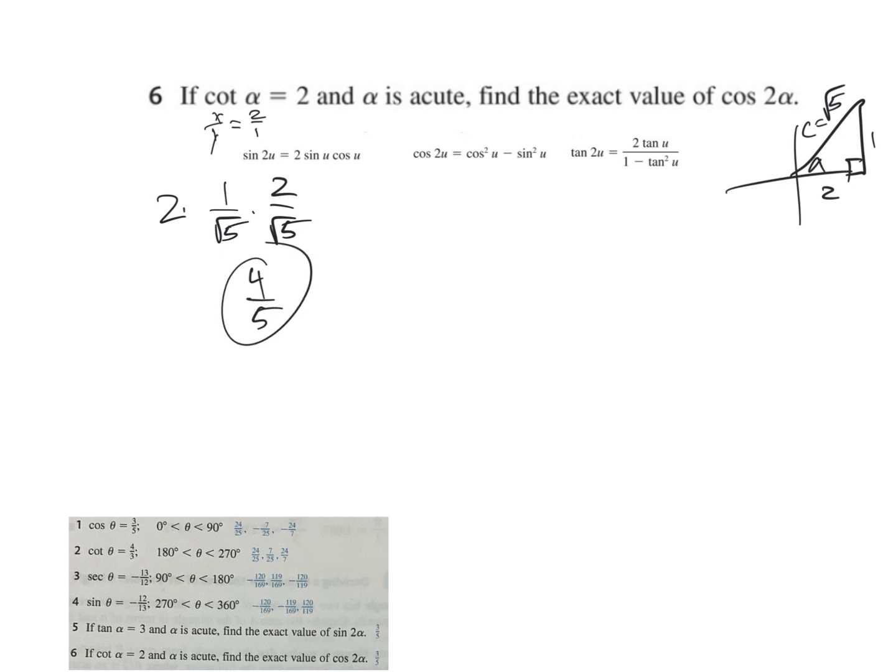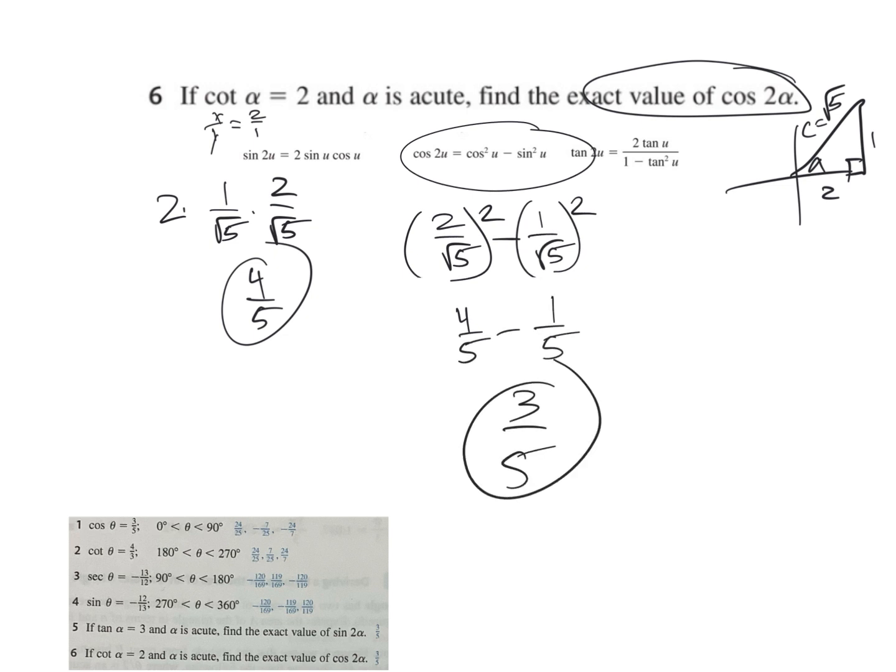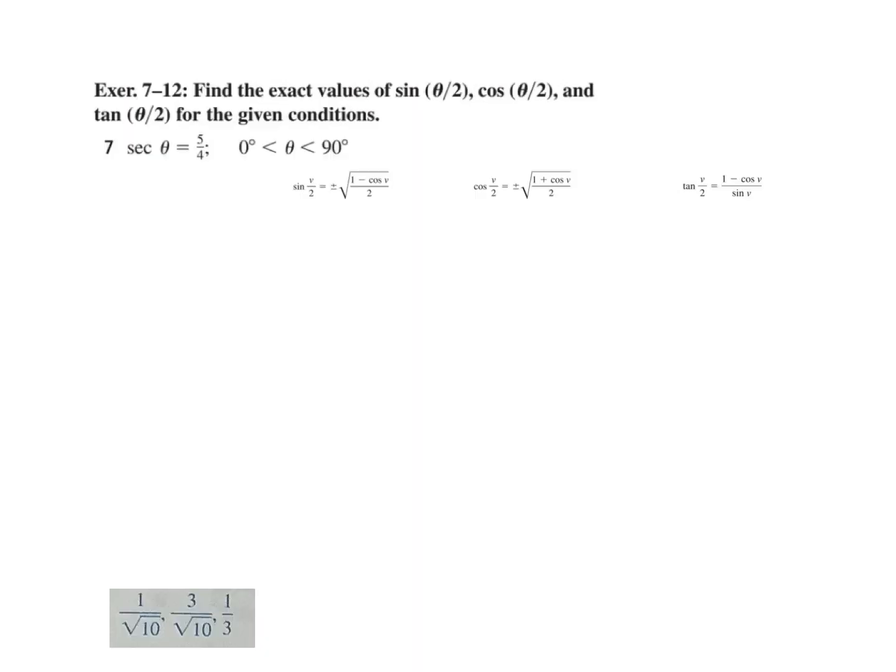And I see now that we were only supposed to find the cosine of 2 alpha. That's why there's only one value down here. Okay. All right, so all we need to do is this. So cosine squared is 2 over the square root of 5. And the sine squared is 1 over the square root of 5. So that's 4/5 minus 1/5, which is 3/5. And that's what's down there. All right, let's move on.